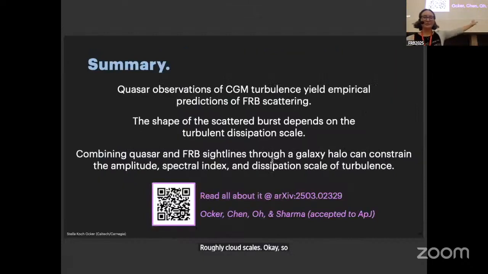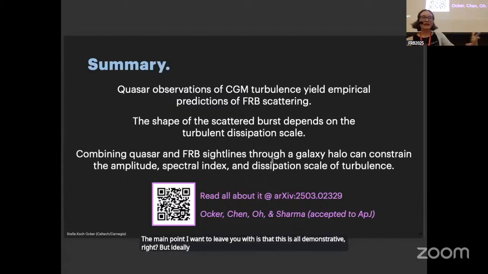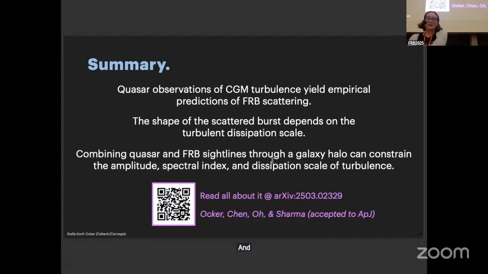Okay, so here's my brief summary. The main point I want to leave you with is that this is all demonstrative, right? But ideally, we would actually combine quasar and FRB sight lines through an individual galaxy halo. And with sufficient observations, you could then use those two observables in tandem to constrain the amplitude, the spectral index, and the dissipation scale of the turbulence.